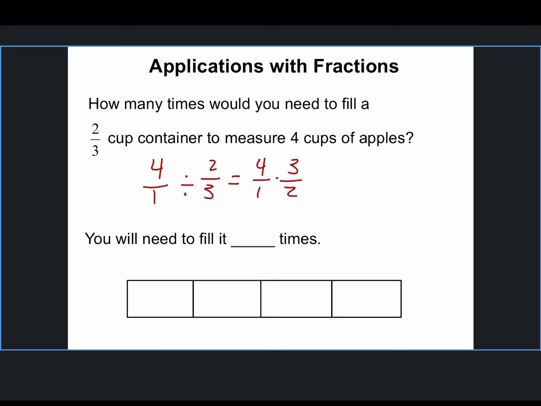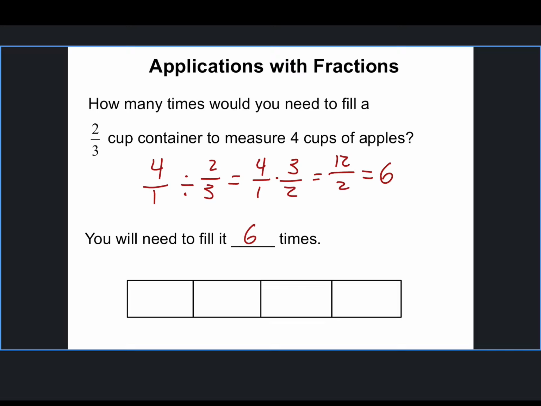So again, we're going to keep, change, flip. And again, we can reduce. Let's reduce at the end this time just because it looks different. What's 4 times 3? 12 over 2, which reduces to 6 over 1, which is just 6. So you need to fill it 6 times. Now you may notice that the difference between the 2 answers we got is just the reciprocal, right? That's not an accident. Mathematically, it has to be that way.